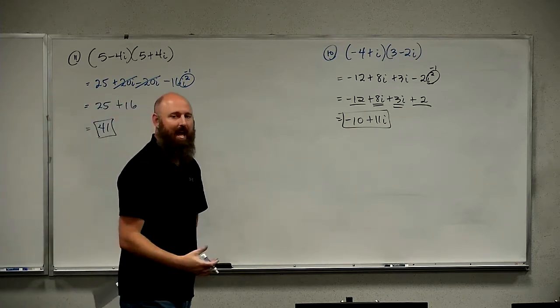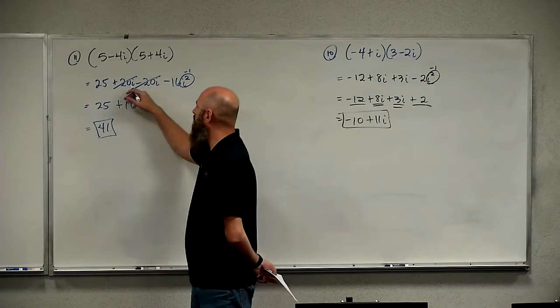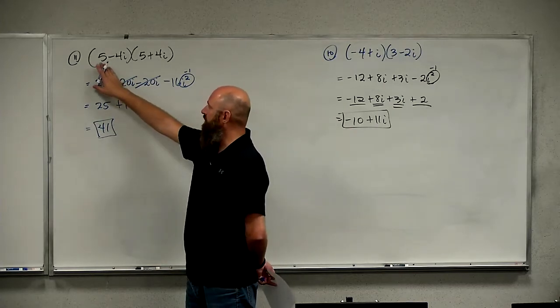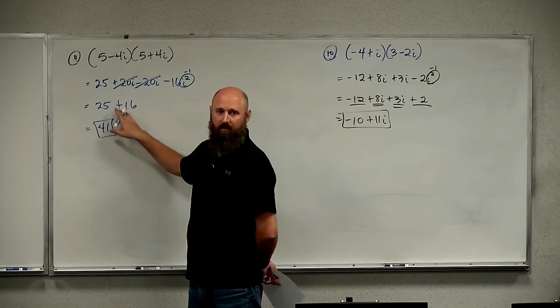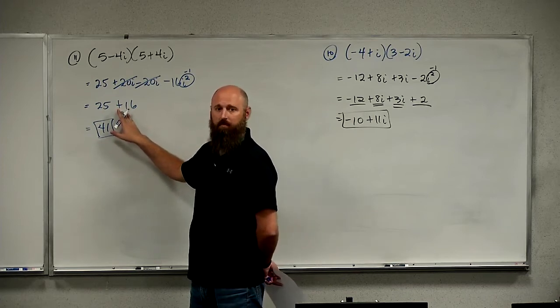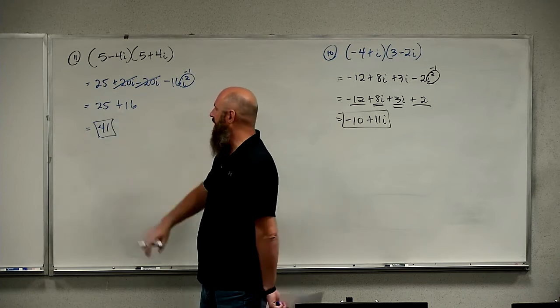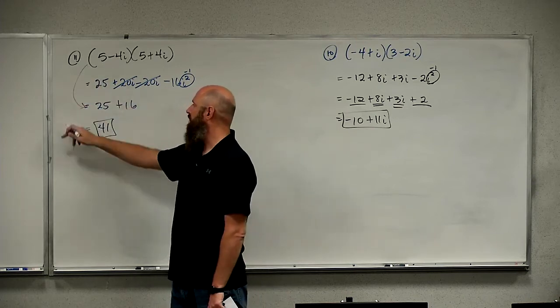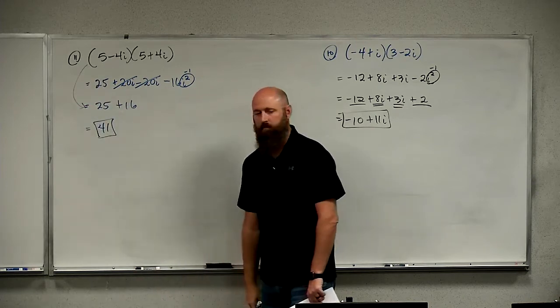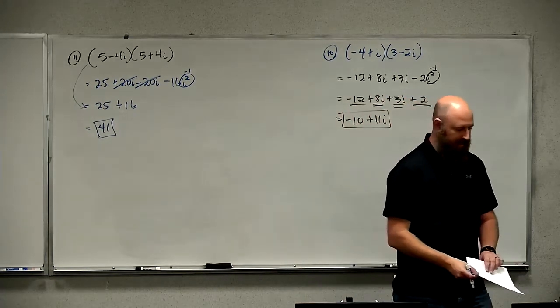Now, with these, that's going to happen every time. The middle ones are going to go away. So what you can do is square the first, square the second, and put a plus in the middle for these, because the i squared is going to make a plus every time. And then add it. So you can skip this step here and jump straight from here to here moving forward. We're going to do that in the next problems.